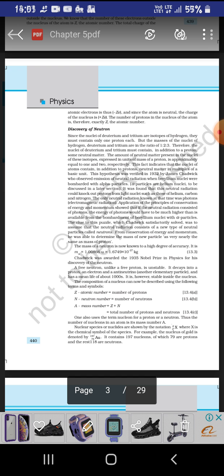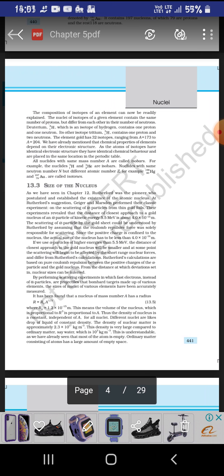The mass of the neutron is known to a high degree of accuracy. It is mn = 1.00866 u, which is equal to 1.6749 × 10^-27 kg. So Z is the atomic number, the number of protons. N is the neutron number, the number of neutrons. And A, the mass number, is equal to Z plus N, the total number of protons and neutrons.